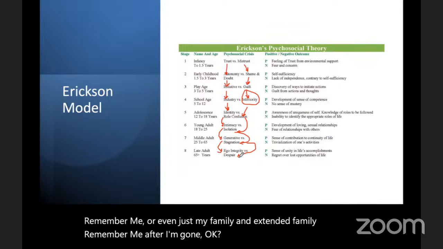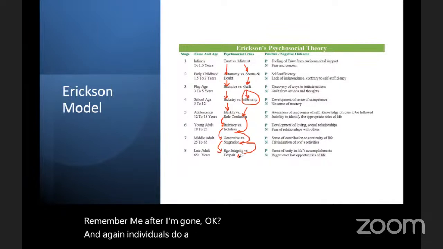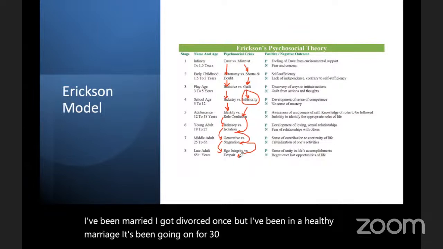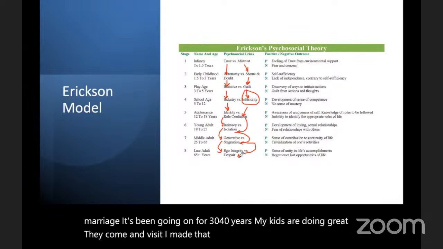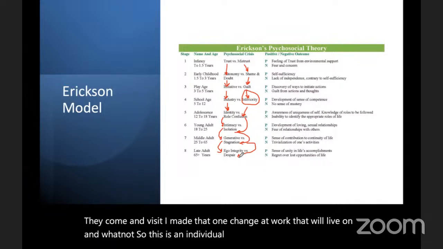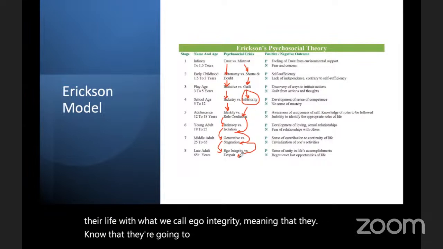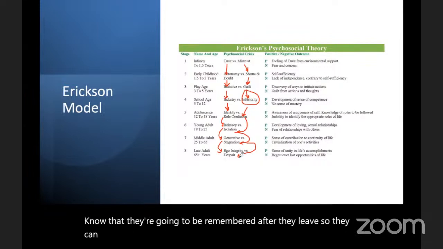And again, individuals do a life scan. So a person with ego integrity goes, you know, I've been married. Yeah, I got divorced once, but I've been in a healthy marriage. It's been going on for 30, 40 years. My kids are doing great. They come and visit. I made that one change at work that will live on and whatnot. So this is an individual who is going to spend the rest of their life with what we call ego integrity, meaning that they know that they're going to be remembered after they leave, so they can live the rest of their life with happiness and joy. Okay.